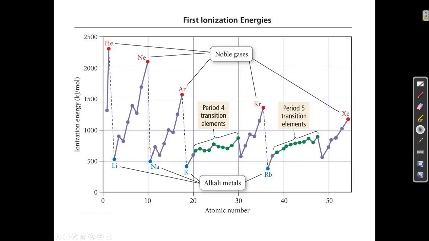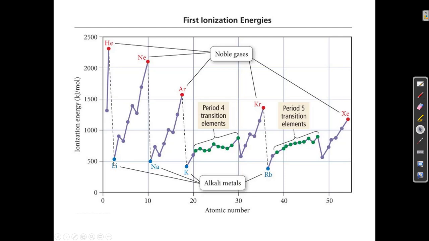Sodium loses 1 electron, looks like neon. Potassium loses 1 electron, looks like argon. So what this chart is telling us is that it's very hard to take electrons away from noble gases. They have very high ionization energy. It's very easy to take electrons away from alkali metals. They have a very low ionization energy. It does not take much energy to remove their electrons. It does take a lot of energy to remove these electrons.